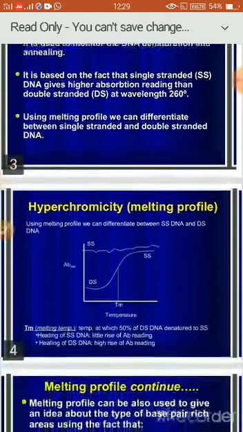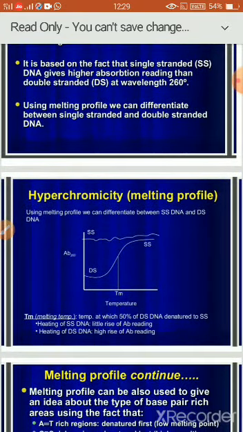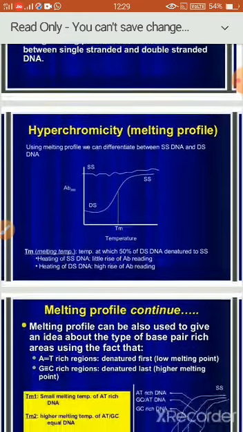So now we discuss the graph curve that represents hyperchromicity and the melting profile. Hyperchromicity is always measured at 260 nanometer, and it is observed with the help of a spectrophotometer. In the graph, you can see absorbance on the y-axis and temperature on the x-axis, showing the difference between DS and SS, single-stranded and double-stranded. Heating of single-stranded DNA gives a little rise in absorbance, and heating of double-stranded DNA gives a high rise in absorbance.